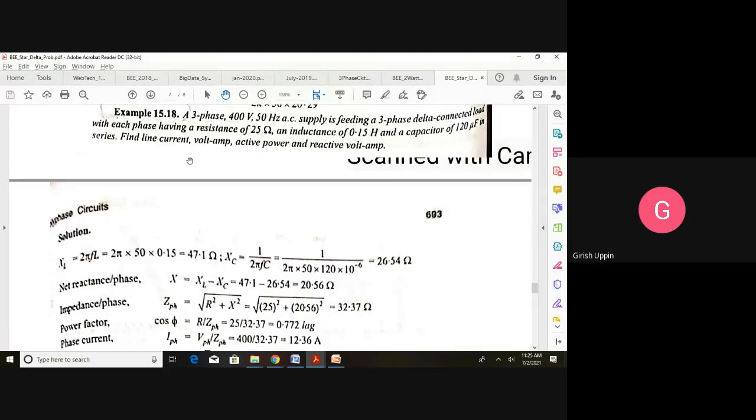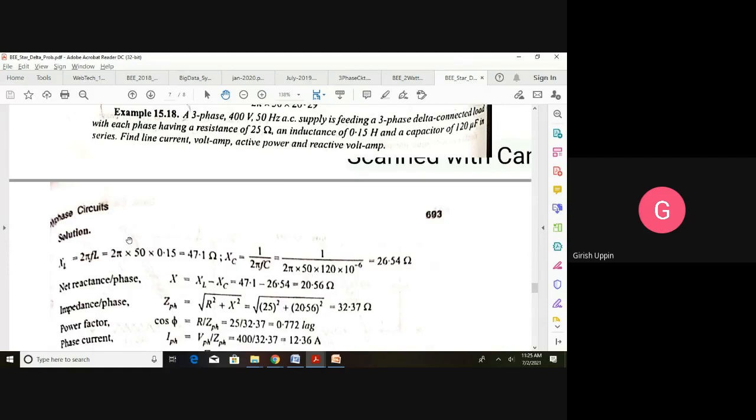And what we have to find is the line current IL, volt amperes. So volt ampere is what? Voltage into current. Active power is capital P. Reactive power is the volt ampere reactive. That is into sin phi. This is into cos phi. This is into sin phi. This is voltage into current. So if you remember, we talked about the power triangle. Using that power triangle, we can identify these things.